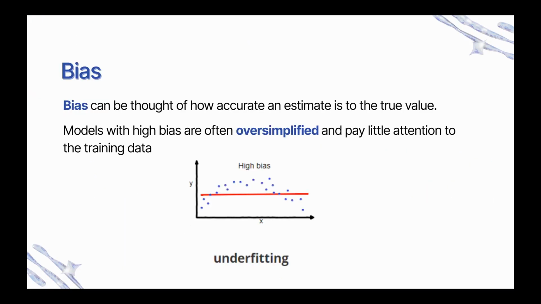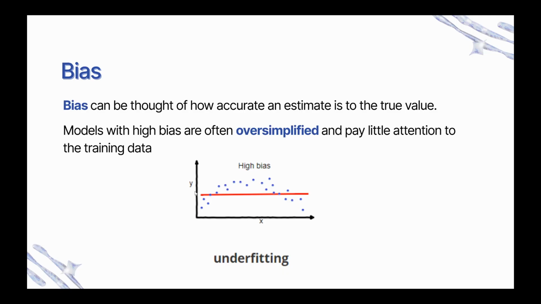So this is a very important concept, bias and variance. Bias is sort of how accurate an estimate is to the true value. Models with high bias are often oversimplified and pay little attention to the training data. So let's say this example here. Let's say you're trying to fit a curve to this set of points.